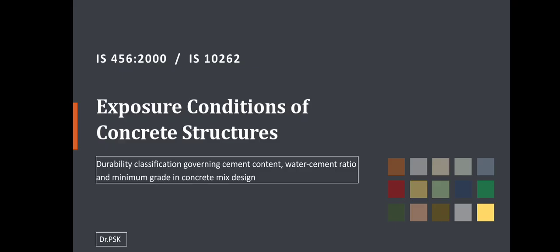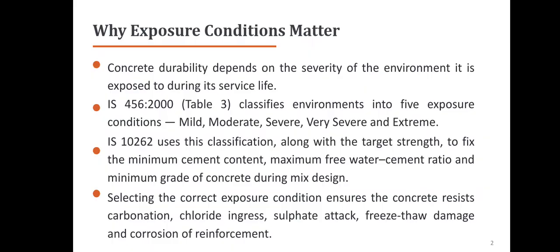This is because the durability of concrete depends not only on its strength but also on the environment in which it will serve throughout its life. According to IS 456-2000, exposure conditions are classified into five categories: mild, moderate, severe, very severe, and extreme. IS 10262 uses these classifications to determine the minimum cement content, maximum water cement ratio, and the minimum grade of concrete required for durable construction.